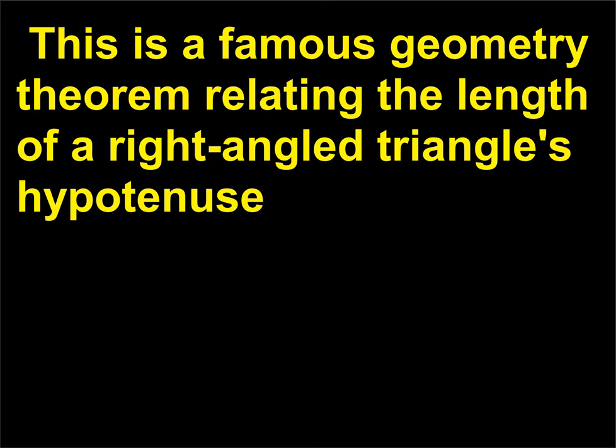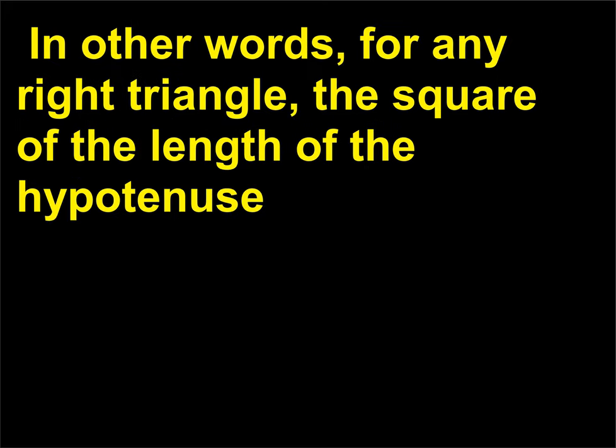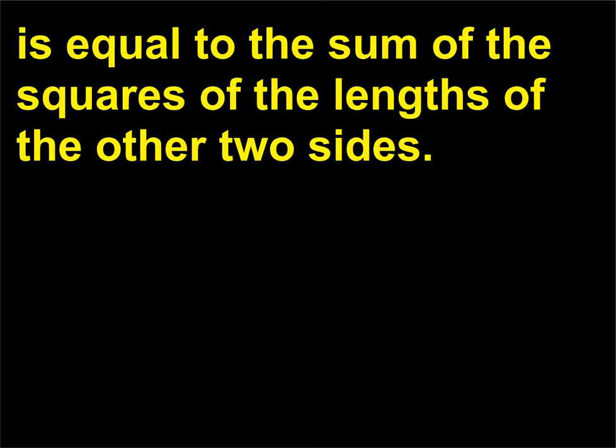This is a famous geometry theorem relating the length of a right-angled triangle's hypotenuse, h, to the lengths of the other two sides, a and b. In other words, for any right triangle, the square of the length of the hypotenuse is equal to the sum of the squares of the lengths of the other two sides.